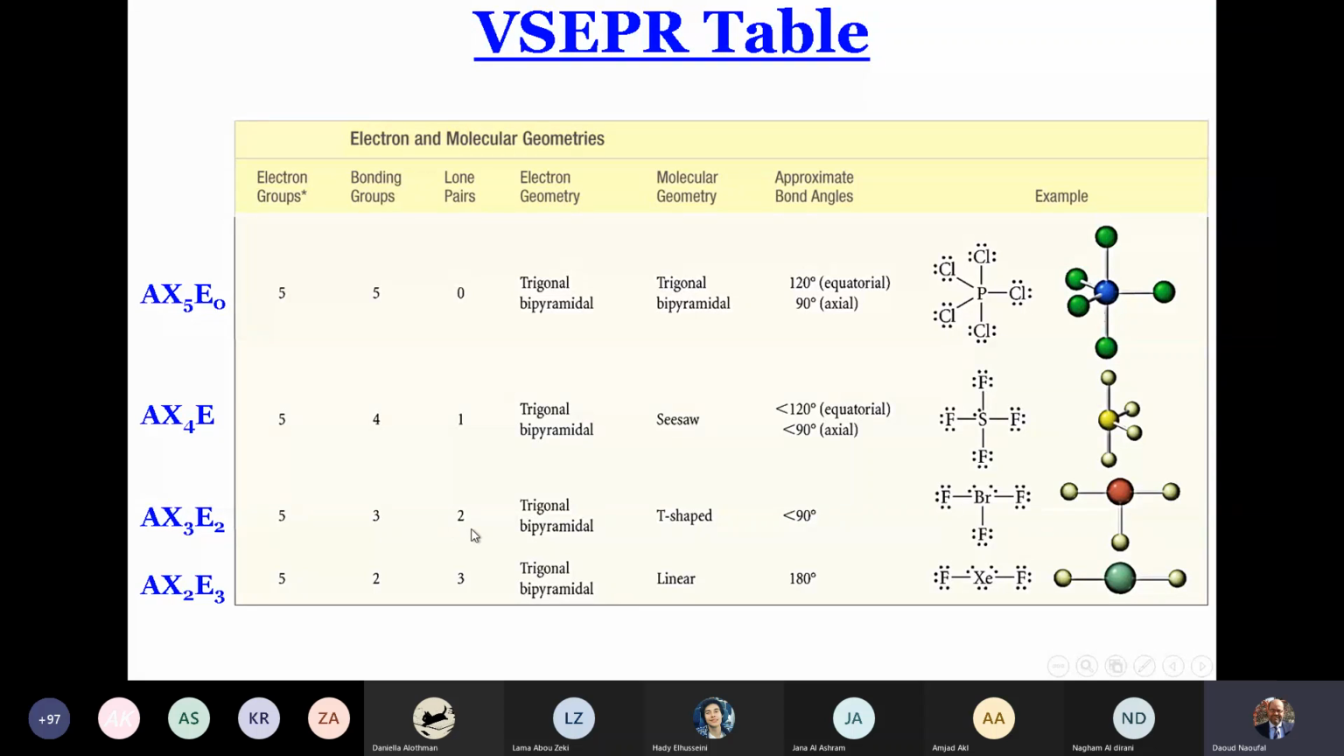So now we have to erase the non-bonding pairs. Okay, we obtain this structure, and this structure is like a T. So the geometry now is T-shaped, and the angle is approximately or less than 90 degrees.